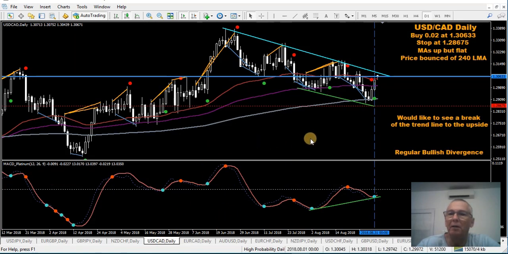USD CAD, took a new trade this morning, a buy here. You can see the regular bullish divergence, clearly marked, green QMP dot, green dot on the MACD platinum, or blue dot on the MACD platinum below the zero level divergence. Probably the thing I was sort of hoping for is a break of this trend line to the upside. That trend line, you can see it looks like it's in a downtrend. You could even make an argument there's a bit of a channel, you channel traders there, bouncing up and down this channel. Not really my thing, but you can see it.